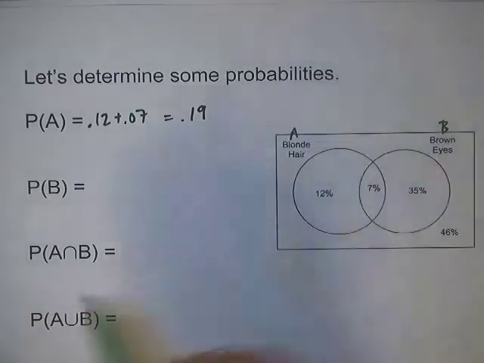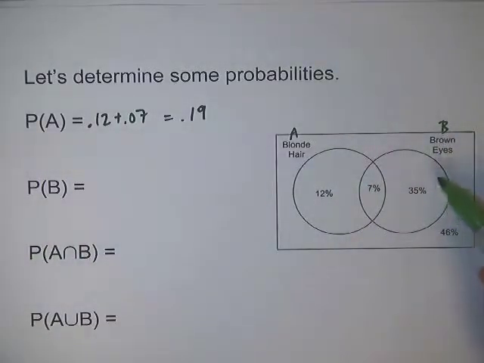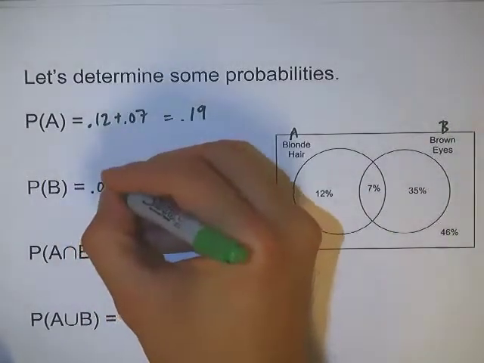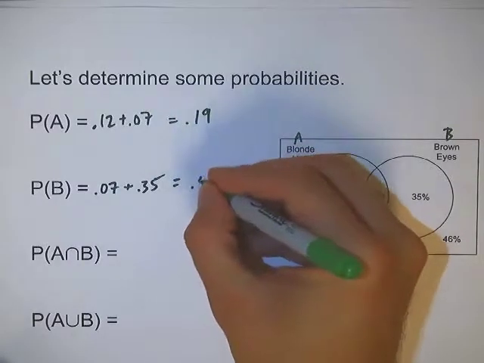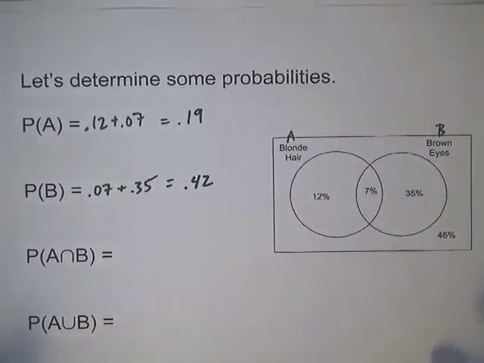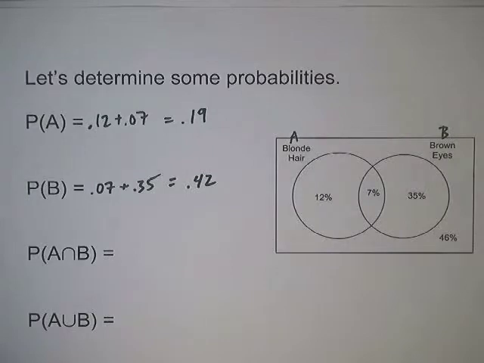Now if we do the probability of B, the probability of selecting somebody with brown eyes, we would just need to add up the 0.07 plus the 0.35, and that's going to give me 0.42. So a 42% chance of selecting somebody with brown eyes.